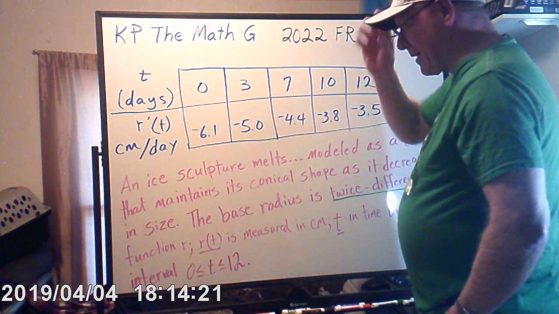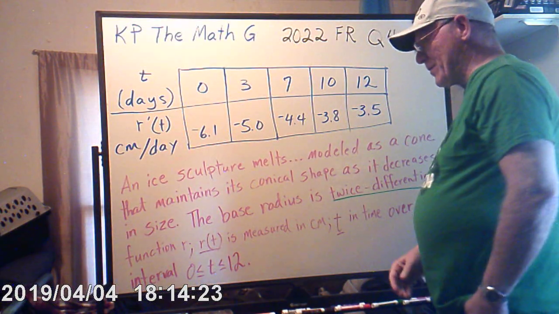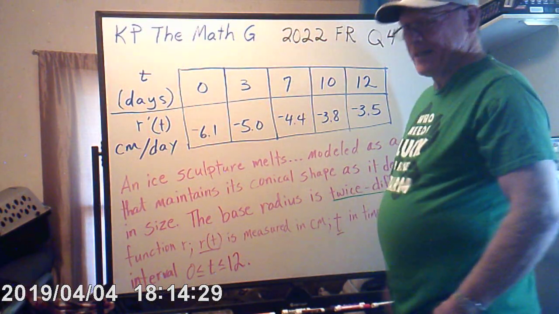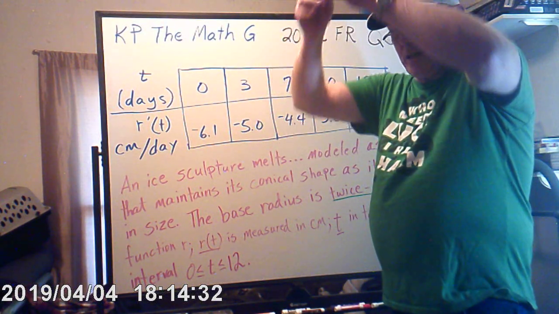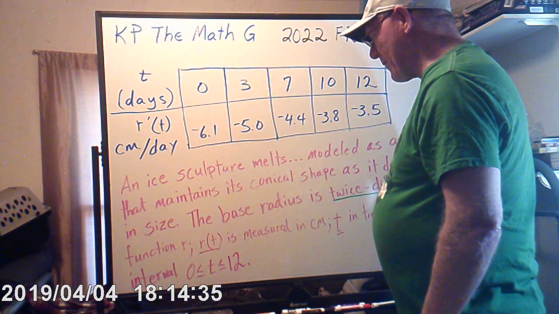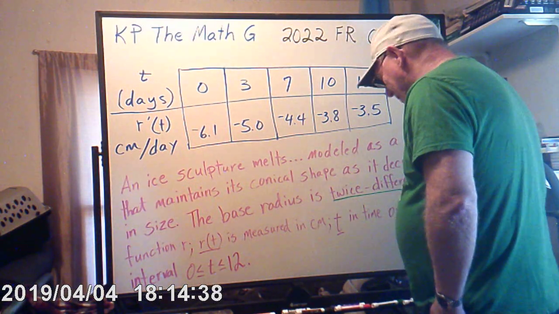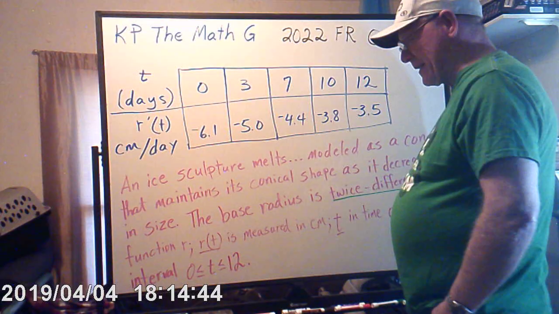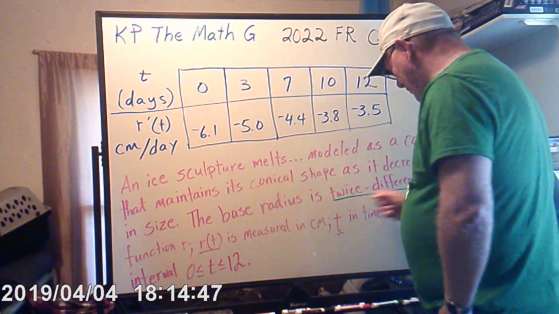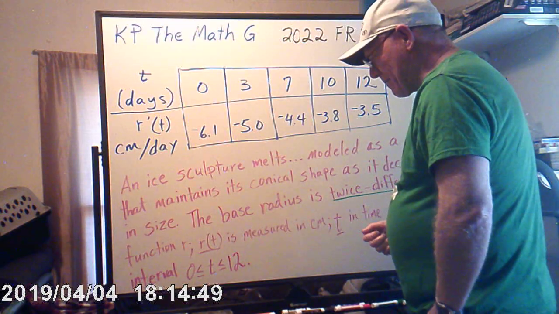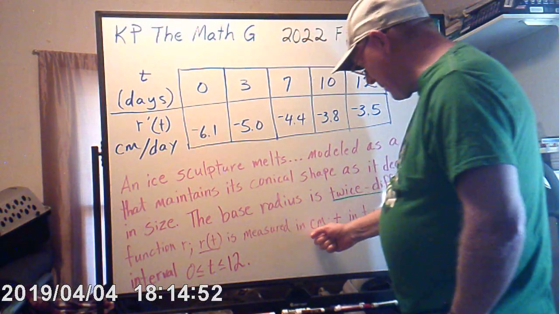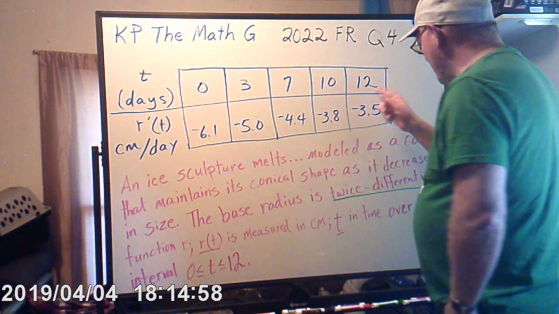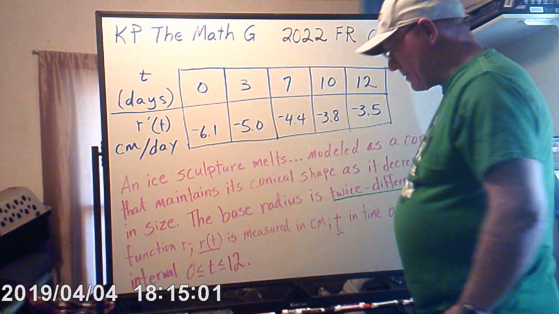If you haven't looked at this, this is a table that deals with an ice sculpture that melts. It's modeled as a cone, and it's inverted. See, it's a cone that maintains its conical shape as it decreases in size. The base radius is a twice differentiable function of r. R at t is measured in centimeters. T is in time over the interval from 0 to 12, including 0 and 12 both.